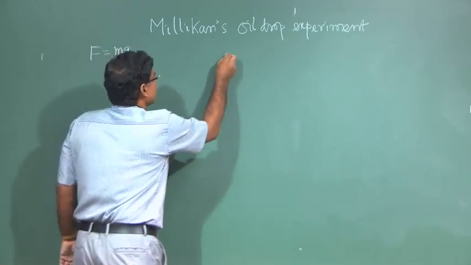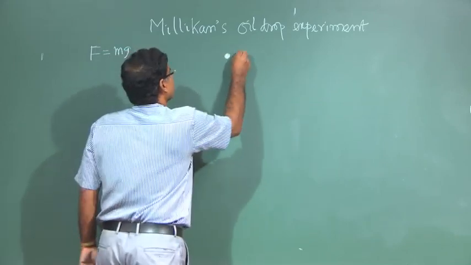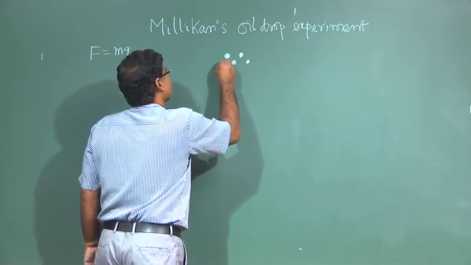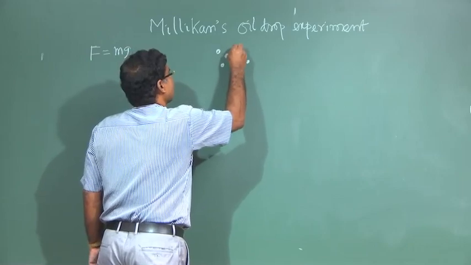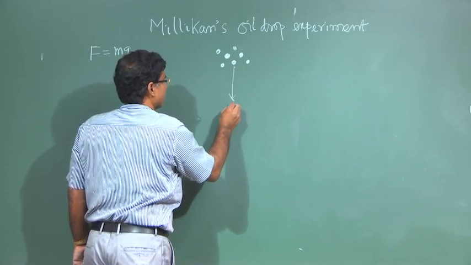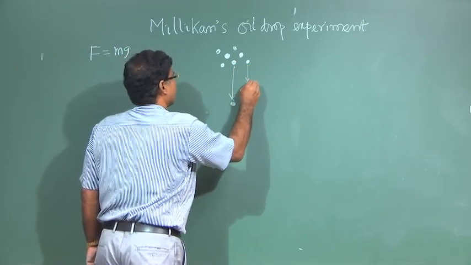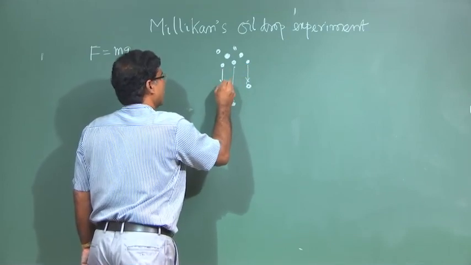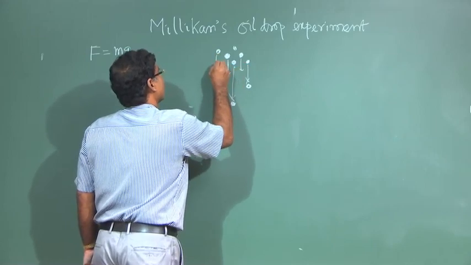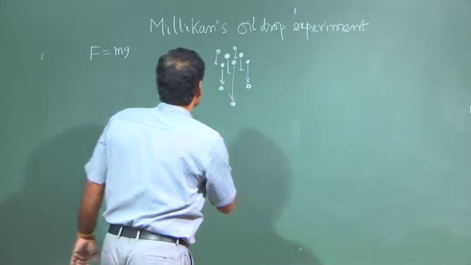So, now use the atomizer to produce very small oil drops. It is not only one oil drop, many oil drops, and they free fall. So, they are falling downwards. Okay. So, all are falling.